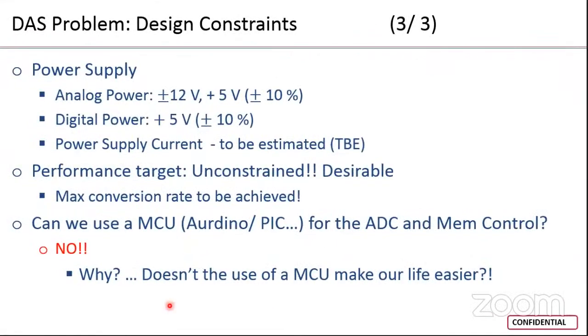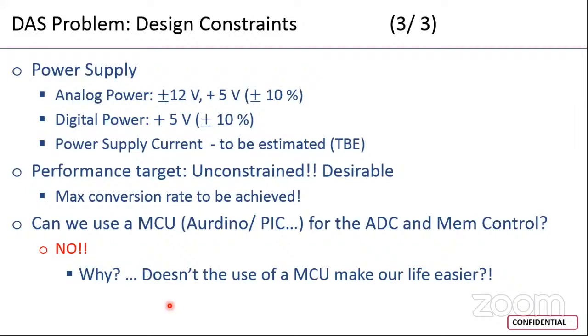When you are designing any type of blocks, you'll have certain constraints. For example, if you are designing a cognitive radio, you can design it for a specific band of frequency. Or just imagine that you are designing an implantable antenna. It has to work on the ISM band frequency, like 2.4 gigahertz. So like that, for the data acquisition system that we are about to design, we have certain constraints.